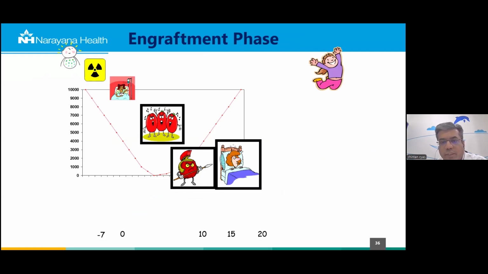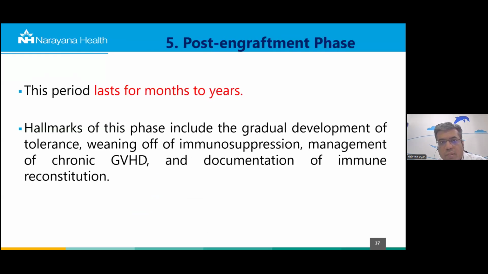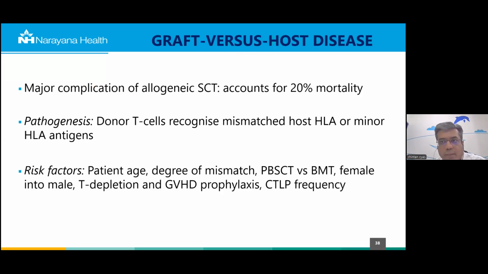So once the patient engrafts, by the 3rd week or 4th week, we discharge the patient. And then we monitor for post-transplant complications. This can last for months to years. So remember, the transplant is not only a period of 1 month or 2 months or 3 months. Sometimes you can deal with a post-transplant complication even after 2 years or 3 years or 5 years. So we need to monitor these complications, and the most common complication is graft versus host disease.